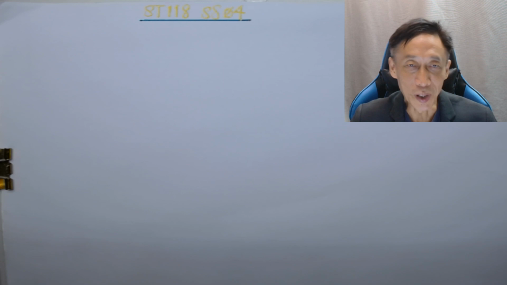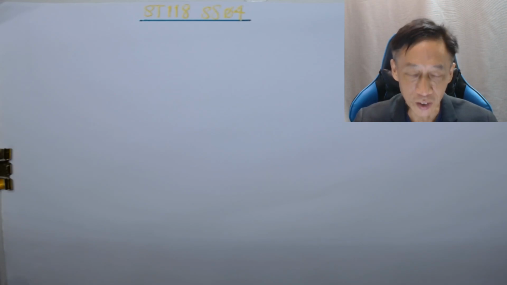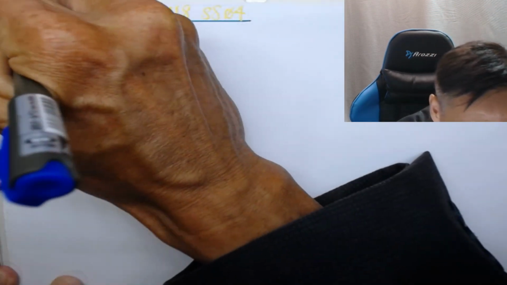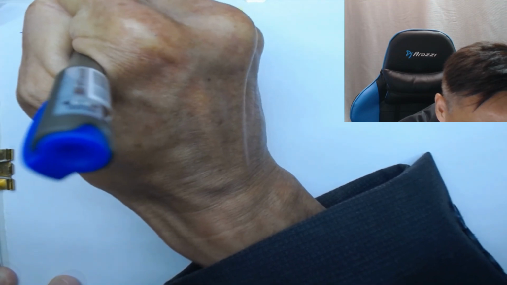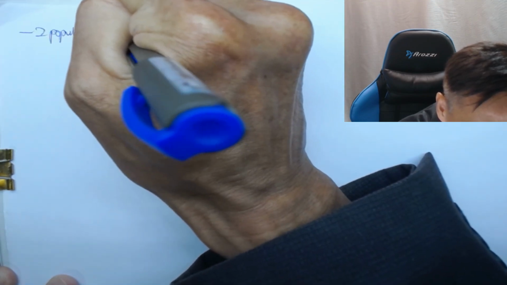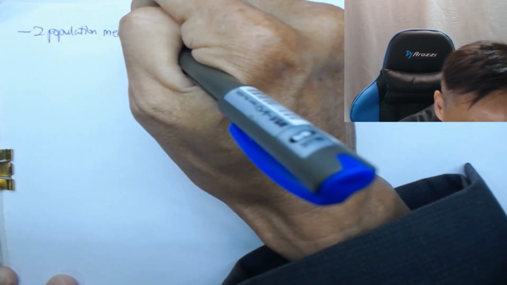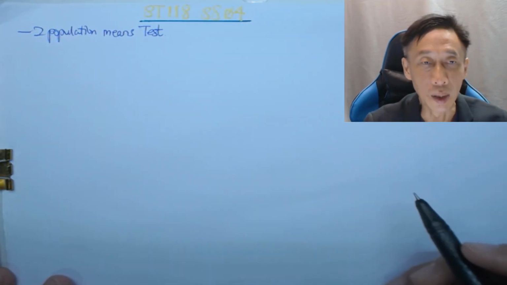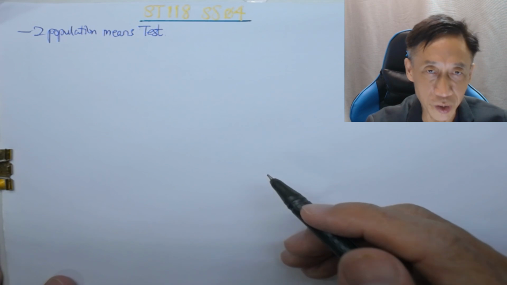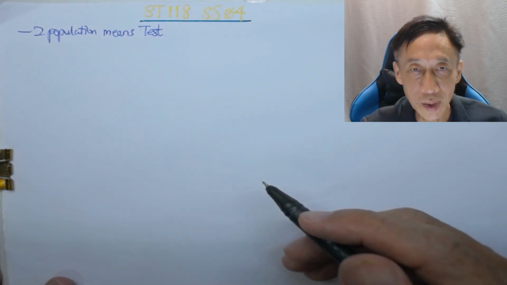In this video, we are focusing on a more specific type of test, and that's called the two population means test. So let's write that down. Two population means test. Hypothesis test, that is.